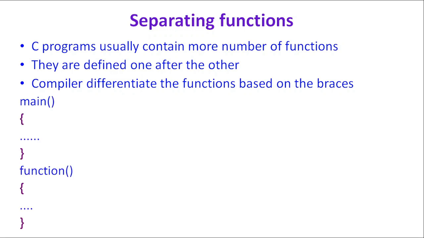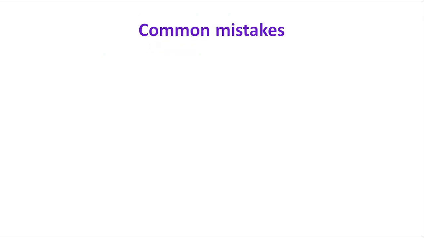In this example, main function ends with the closing brace and the next function commences with the opening brace. So compiler knows that there are two different function definitions. Usage of delimiters is a challenging task for the beginners and they make a lot of mistakes while developing programs. I highlight some of the common mistakes.